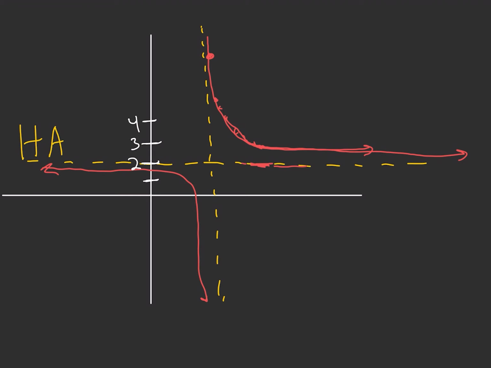So right here, when y is 2, y is 3, y is 4, y is 1. So I have a horizontal asymptote right here through where y is equal to 2. That means that the equation for my horizontal asymptote is going to be y is equal to 2. Okay, so that's what a horizontal asymptote would look like.